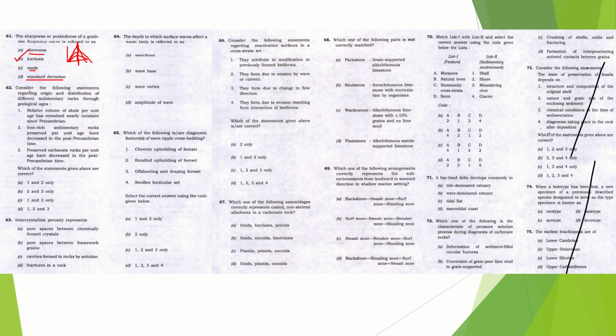Now, coming to the statement questions. Consider the following statements regarding origin and distribution of different sedimentary rocks through geological ages. So through this we need to know about the origin and distribution of different sedimentary rocks through geological ages. Let us come to the statements. Relative volume of shale per unit age has remained nearly constant since Precambrian. It's making a statement about the volume of shale remaining constant since Precambrian.